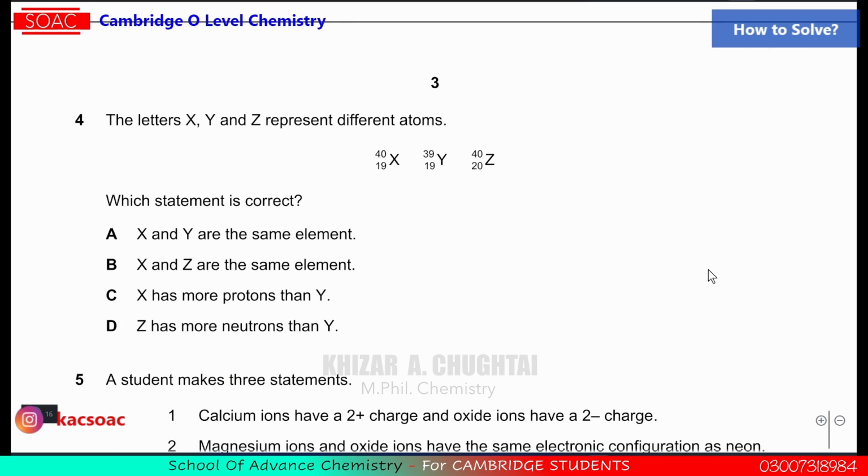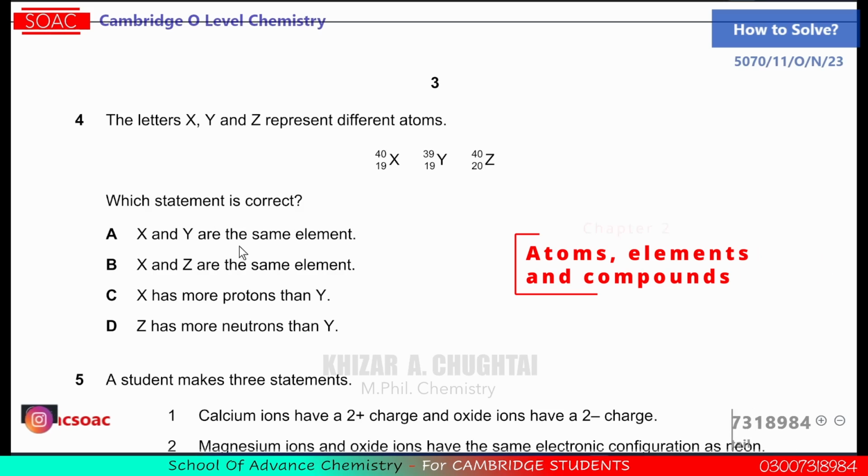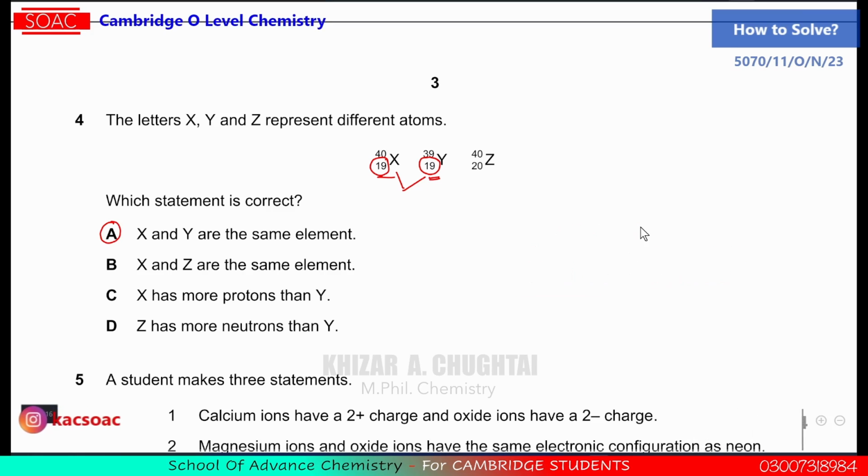Question number 4. The letters X, Y, and Z represent different atoms. Which statement is correct? A, B, C, D, 4 options. I mean X is 19 40, Y is 19 39, and Z is 20 40. Which statement is correct? X and Y are the same element. Yes, it is true because they both have the same number of protons. If two atoms have the same number of protons, then they belong to the same element. So it is true. A is the correct option.